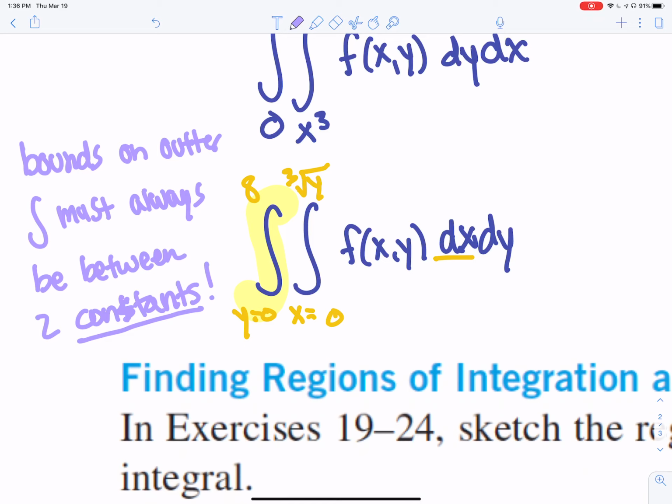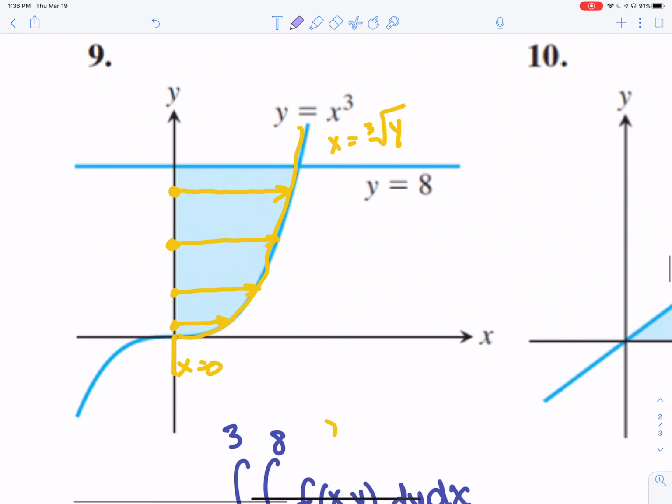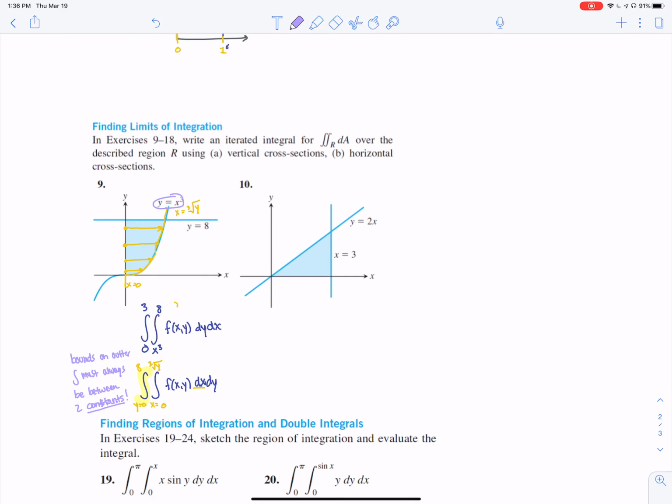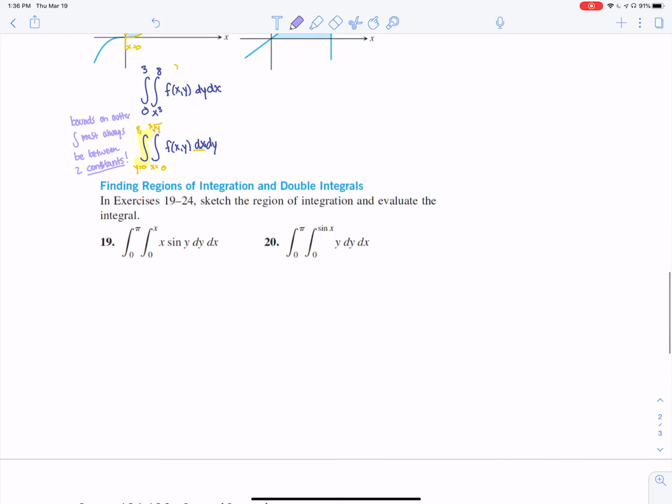So you need to make sure to remember that the outer integral is always between two constants, and we did that pretty easily by ensuring that we captured this function in the x variable by just solving it in terms of x. I'll leave number 10 for you to do on your own as practice, and we'll go on to this next one.